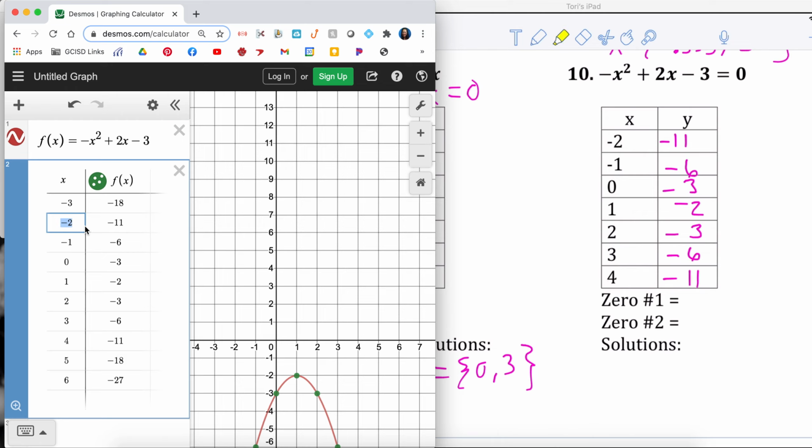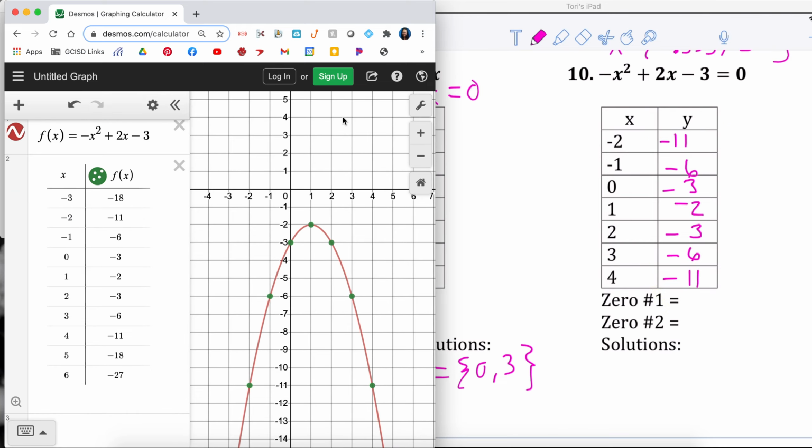All right, you'll notice that none of these over here have zeros, okay, which means I have to go back and look at my graph. If I look at this graph right here, he does not ever touch the x-axis. So if you do not have any zeros, don't put NA, don't put none, you're going to write non-real answers.